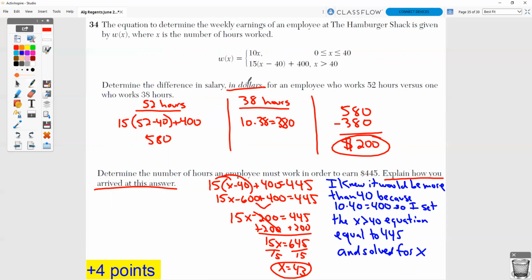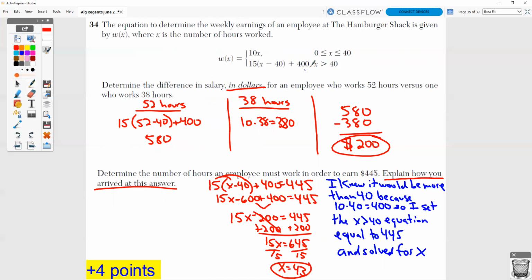So you want to round to the nearest penny. For an employee who works 52 hours versus one who works 38 hours. So 52 hours, I would have to use the second equation. And I'm going to sub in a 52 in for my x. So when we do that, we get $580.